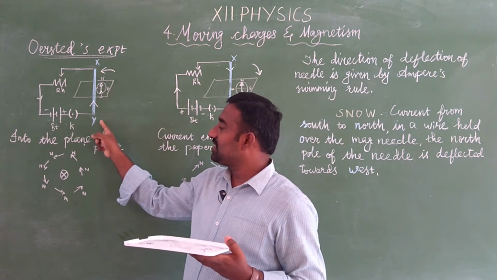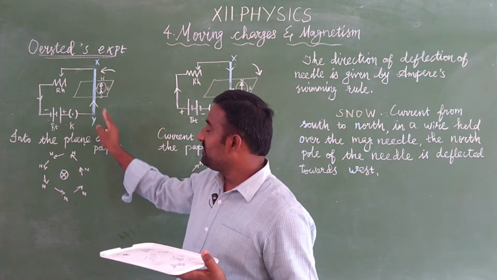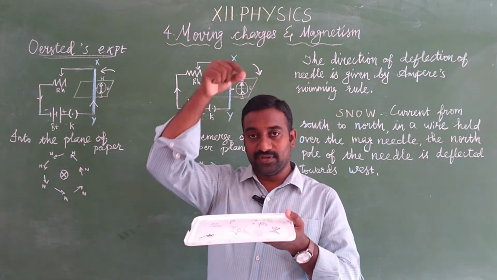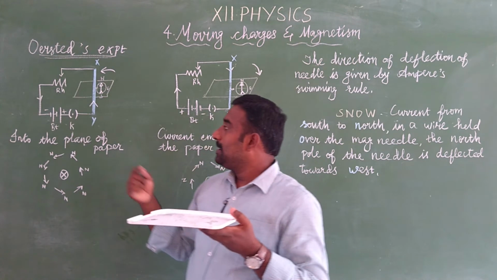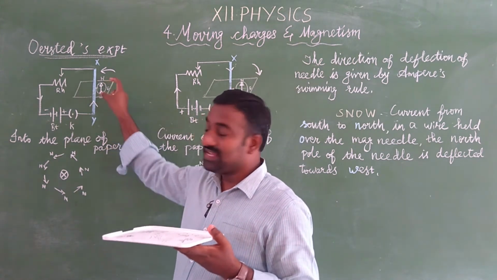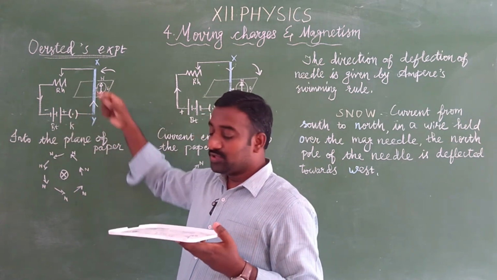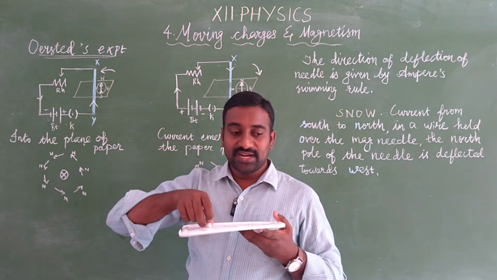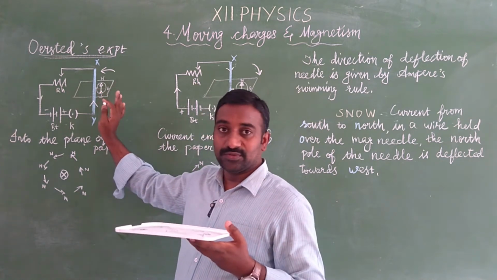When the direction of the current is from Y to X, it means the current is entering into the plane of the paper. Am I right? The current is entering into the plane of the paper, and before that he kept a small magnetic compass near the conductor. At that time the key is switched off. Initially the key is switched off, so the magnetic compass placed near the straight current carrying conductor always shows the north to south direction.